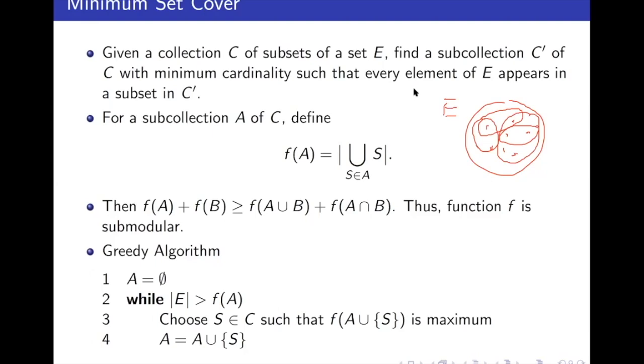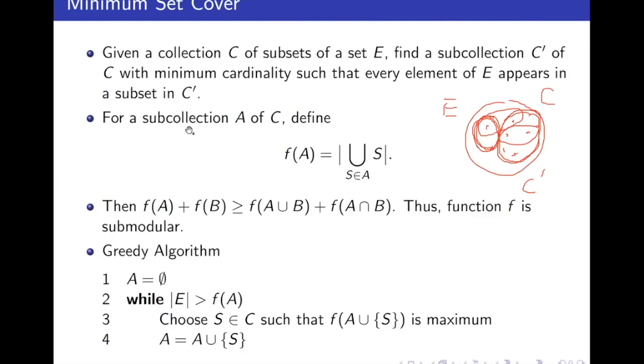So each element in E appears in one of these. But I want a subcollection C prime such that it has the smallest number of subsets in it. So obviously, in this particular case, for instance, if I pick this one and pick this one, then it covers E, right? So it has the smallest number. So this is C prime. It's just these two, okay? The original C is four of them, right? So that's what we want, to find the smallest number.